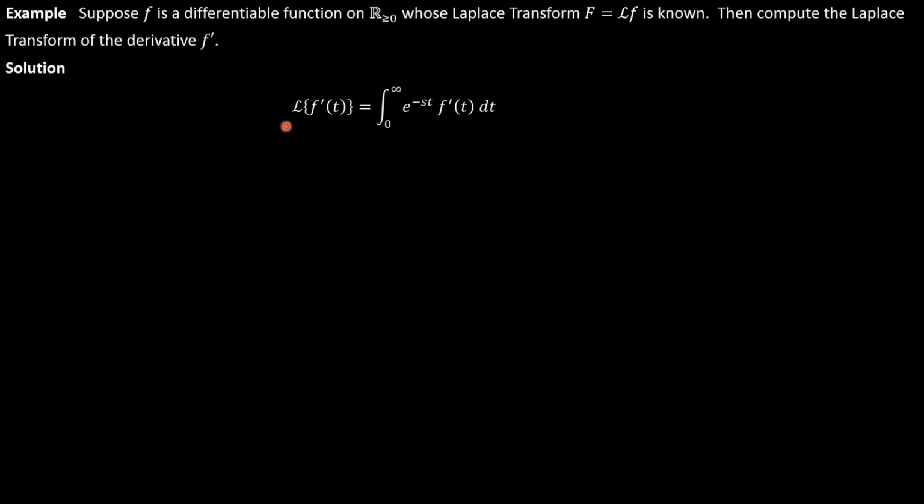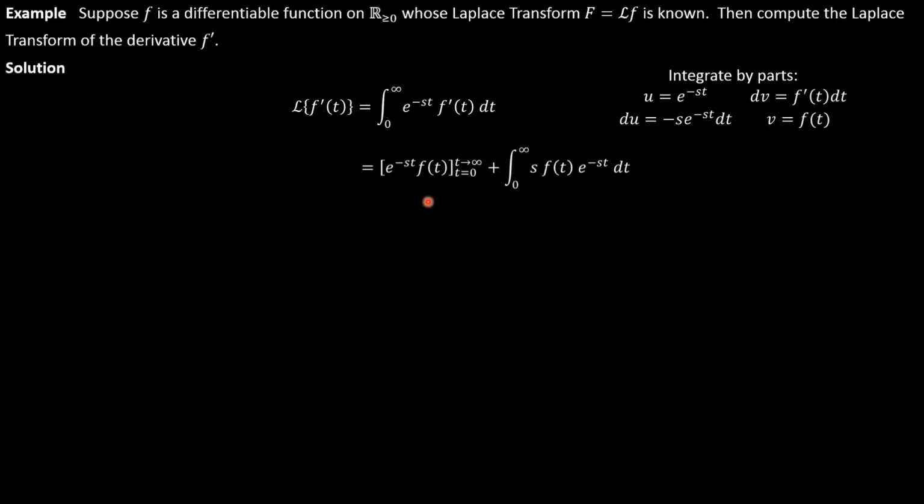If you want to take the Laplace transform of the derivative, simply use the definition of the Laplace transform, and then do a little integration by parts. With u being e to the minus st and dv being f prime of t dt, you get this for du, this for v, and integration by parts yields this. Then assuming this limit approaches 0 as t approaches infinity, which it usually does, you end up with simply negative f of 0 plus s times.